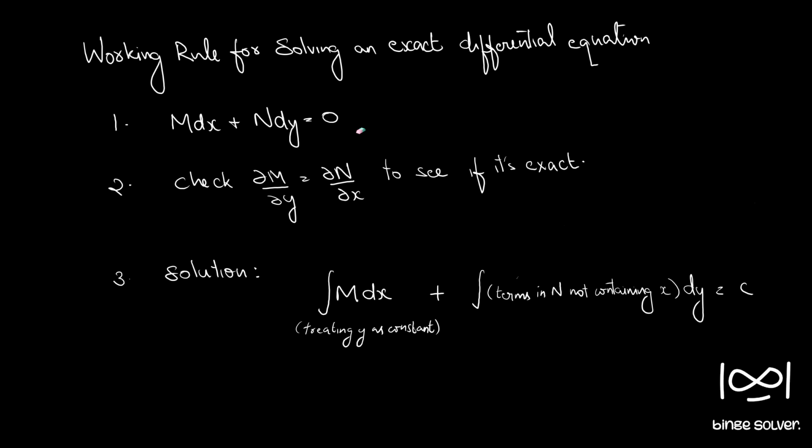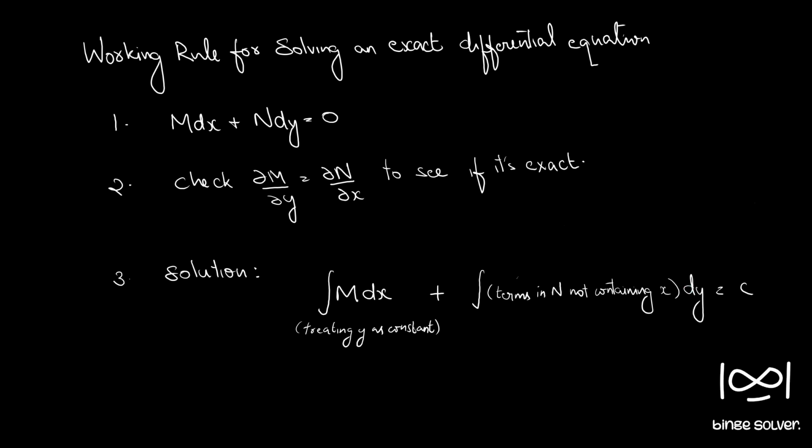Then the working rule for solving an exact differential equation. Once we have our equation, we will check ∂M/∂y equal to ∂N/∂x and see if it's exact. And if it is verified that it is an exact differential equation, then we can write the solution as integral M dx. M is a function of x and y, but here, in this first part, we treat y as a constant. So integral M dx plus integral of terms in N not containing x.